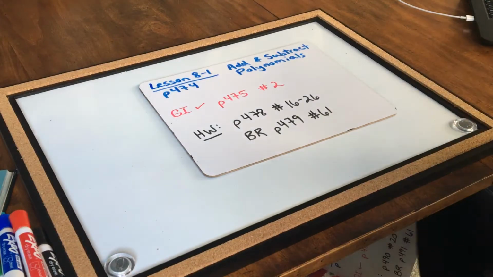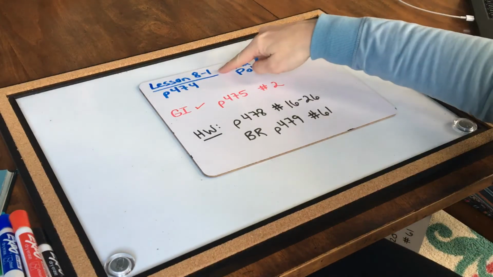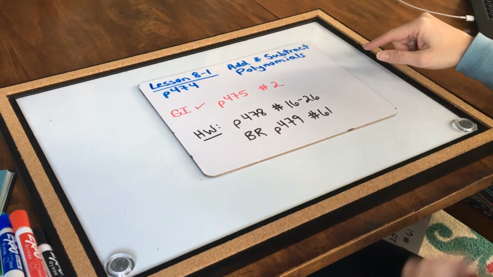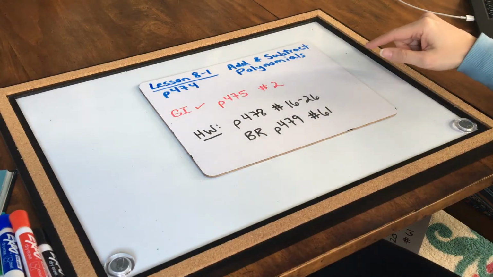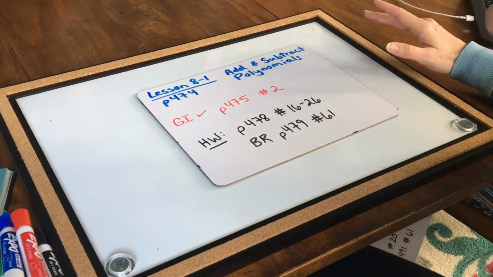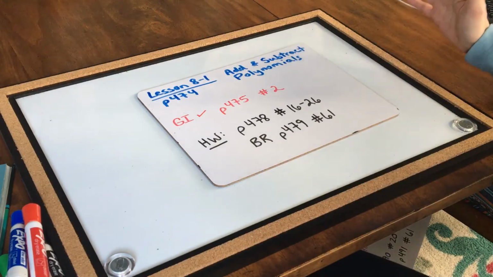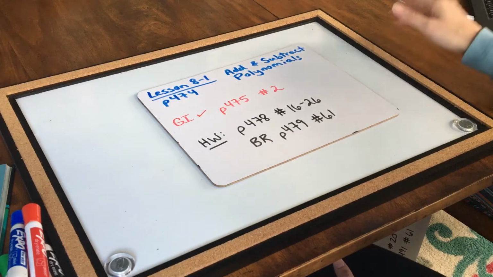So we're going to be starting our unit on polynomials and factoring. This is lesson 8-1 on page 474. We're going to be doing adding and subtracting polynomials today. We'll also talk about what a degree of a polynomial is, and what the number of terms means. So we'll have a couple definitions to get us started.